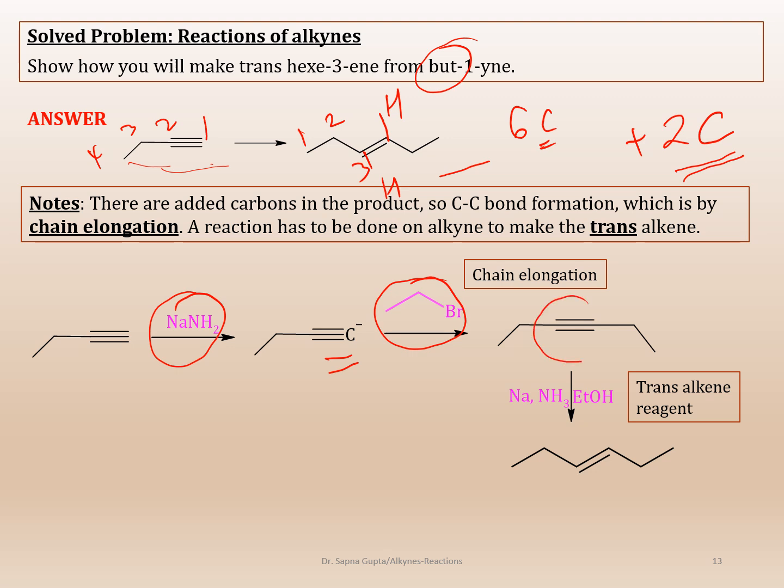Now once I have this, 1, 2, 3, 4, 5, 6, I have 6 carbons now. And then my triple bond is between carbons 3 and 4, which is perfect because now I can go ahead and form my trans alkene, which is sodium in ammonia in ethanol. Okay, comma, comma, comma. Don't forget the commas. All right, so that is a 3-step synthesis.